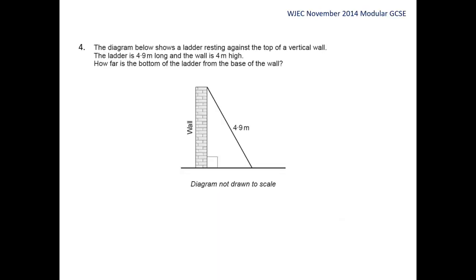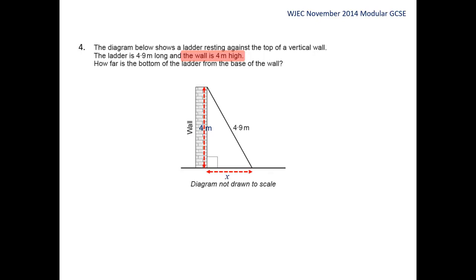Let's have a look at question 4. So we've got a little kind of story thing to try and put us off. In the exam, you've just got to be able to think, hang on, that's just a right angle triangle. So that means I'm working with length, so that must be Pythagoras. So let's have a look. We've got a ladder resting against the top of a wall. The ladder's 4.9 meters long. They've marked that. And the wall is 4 meters high. Okay, let's put that in. 4 meters. How far is the bottom of the ladder from the base of the wall? They want us to work out that.